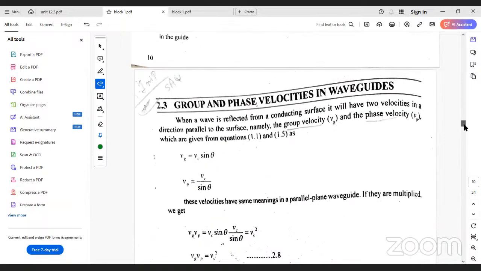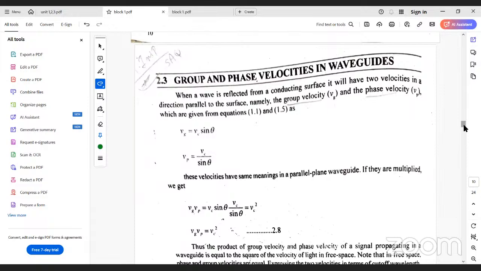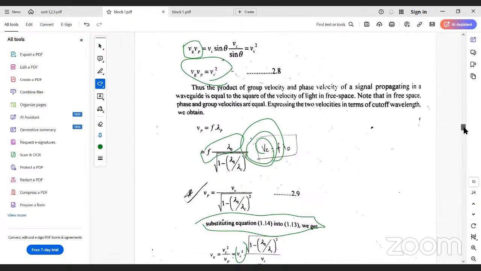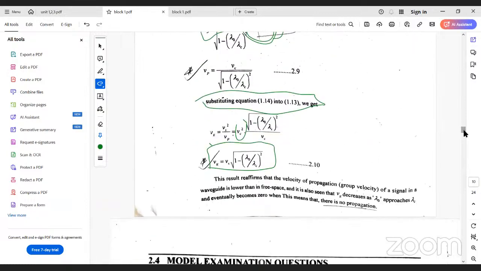Again, we will recall, very easy. What is Vg? What is Vp? Vg is group velocity and Vp is phase velocity. Vc is the velocity of light. Vg equal to Vc sin theta, Vp equal to Vc by sin theta. From this multiplication, I am taking Vg into Vp. We got Vc square. Next, I wrote it in terms of wavelengths. After substituting, we got the direct equation Vg equal to Vc under root of 1 minus lambda naught by lambda c whole square. From the result, what are we observing?